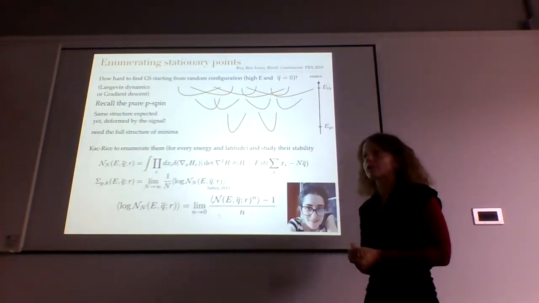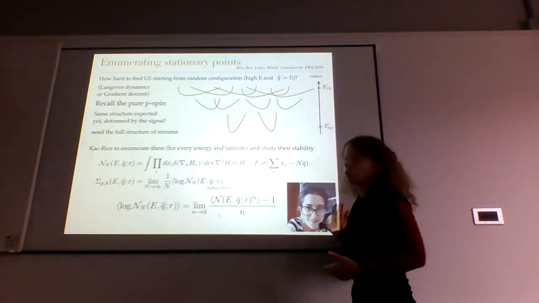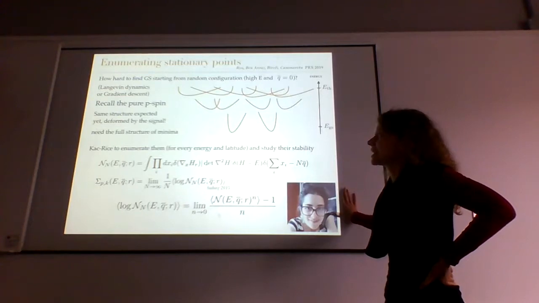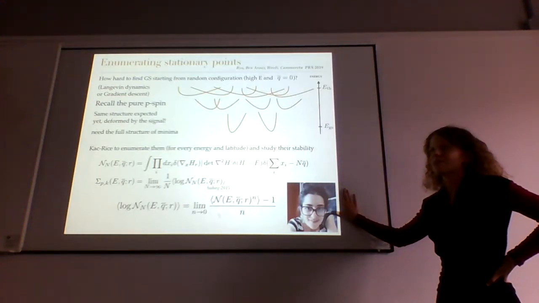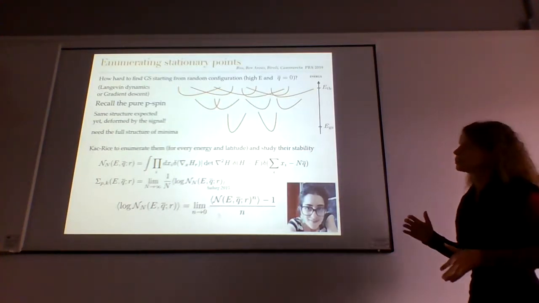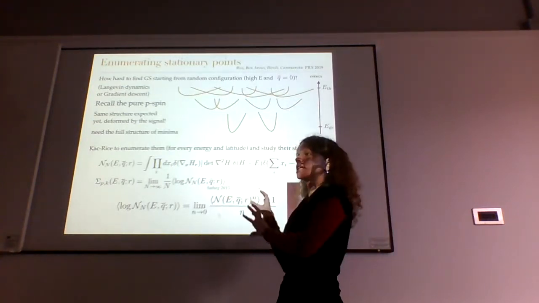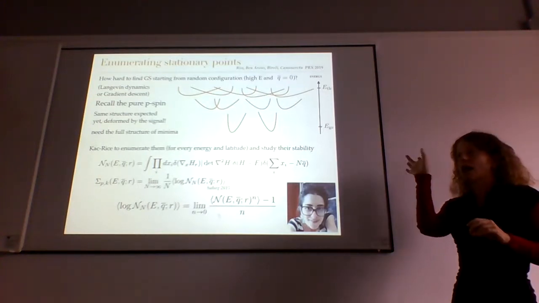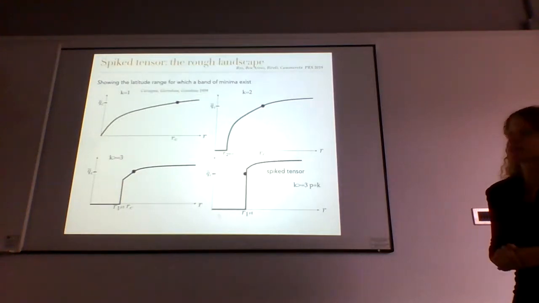This introduced a number of technical complications, but she was able to go through all of them, and we finally have the whole structure of the landscape, okay? And what I'm doing in the next slide is to show the full structure of the landscape for different values of this field, for different values of the k, the exponent in the field term. Okay, so that's the setting.